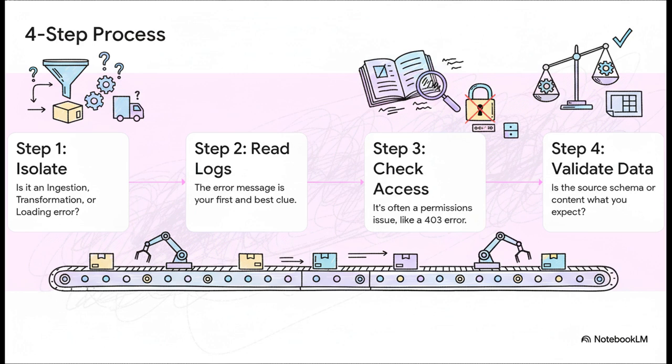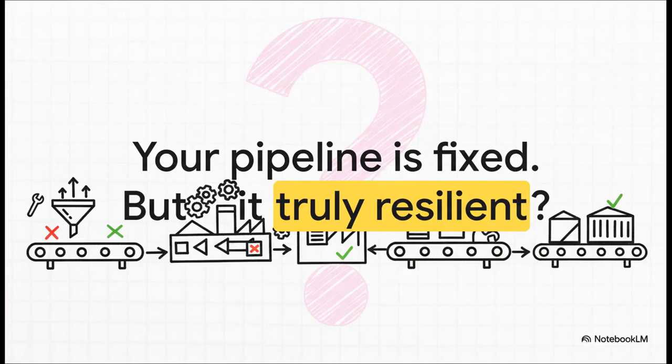And finally, step 4, validate the data. Ask yourself, is the problem really in my code, or is the raw material I'm getting the real issue? Following that playbook will help you fix any broken pipeline, and do it fast. But it leads us to a final, and honestly a much bigger question. You fix the immediate problem, great, but have you made the system better? Your pipeline is fixed, but is it truly resilient? Because fixing today's break is good, for sure, but designing a system that anticipates and gracefully handles tomorrow's failure, now that's the real goal.